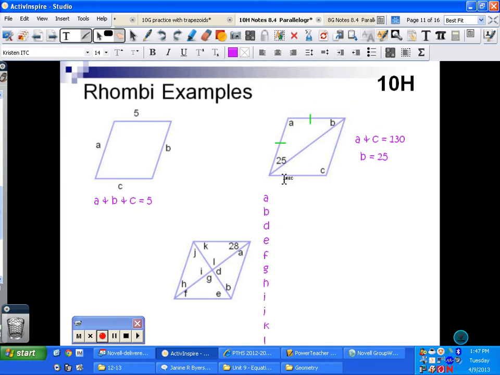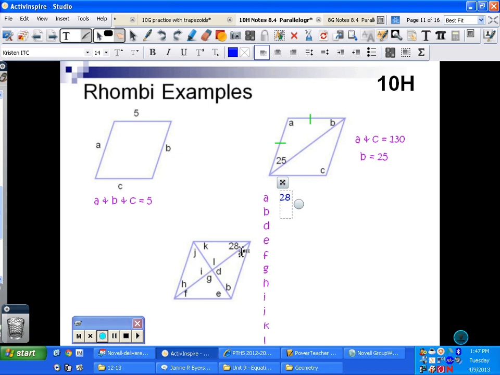Alright, so let's take a look here. From 28, we know that 28 is this angle here, but it's also angle A, because that angle is bisected by the diagonal. So that's 28. We can find angle B because D, L, G, and I are all 90, because the diagonals are perpendicular.